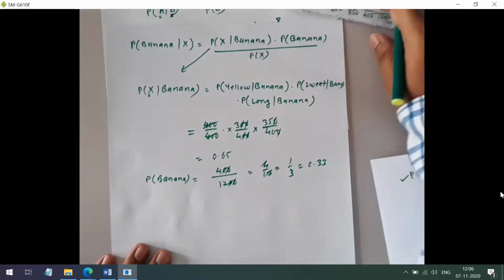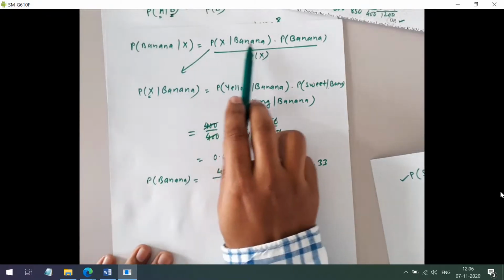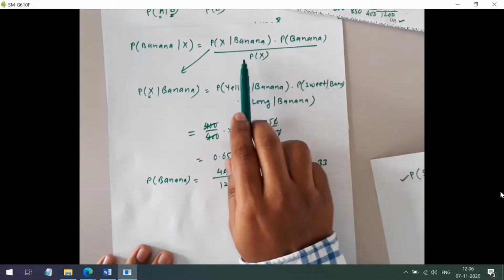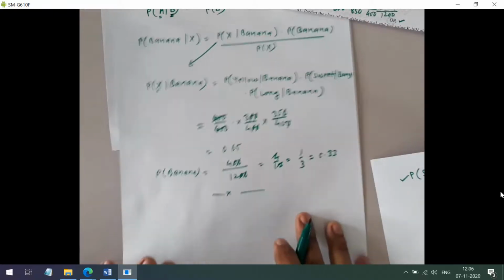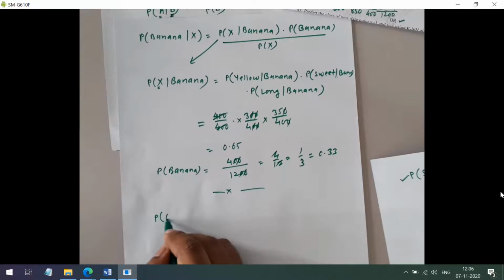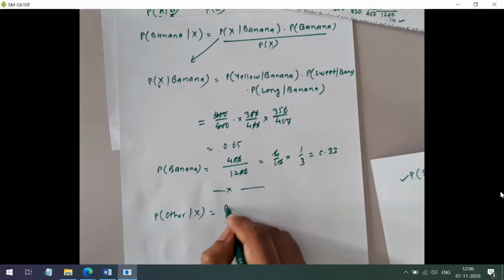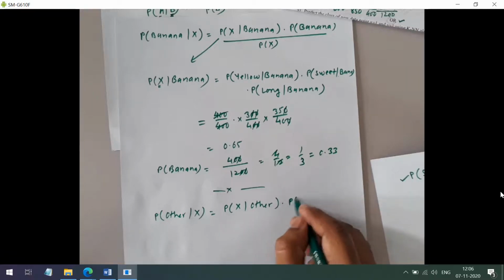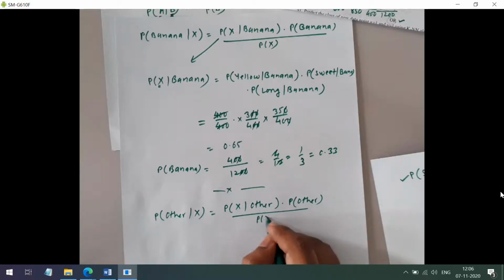Okay, so the probability of banana given x is done. We have found this value, and we are ignoring the denominator, as it is repeated for all three categories. Now we'll find the probability of other class given x. It will be the probability of x given other, using the Bayesian equation, times the probability of other, divided by the probability of x.